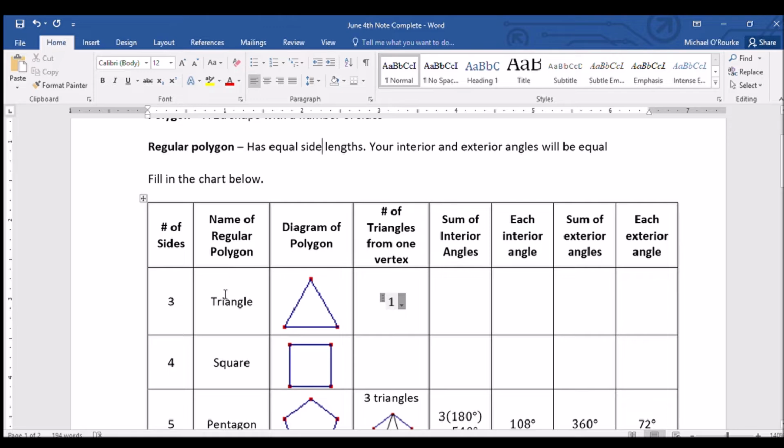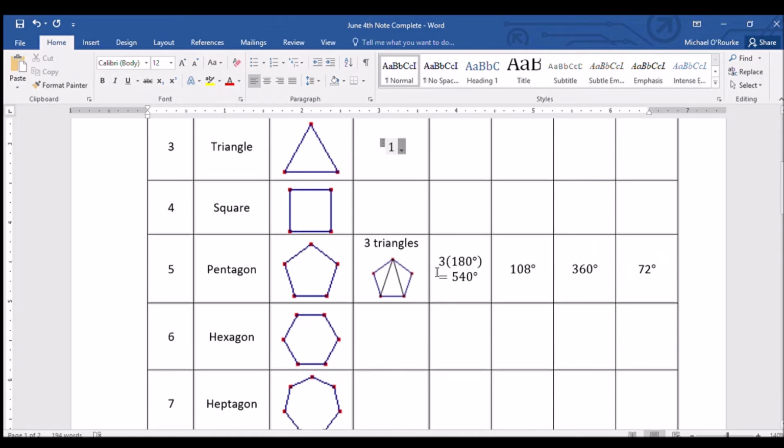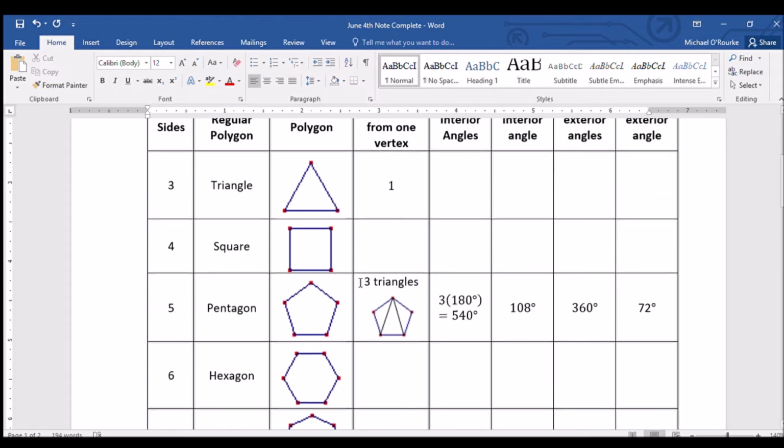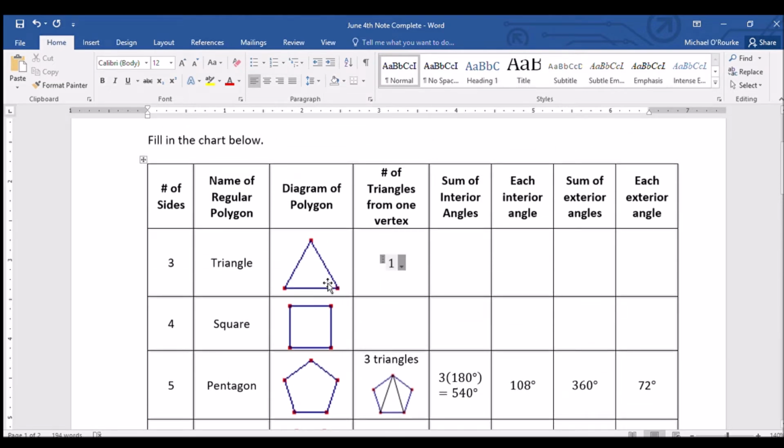So I'm going to do the first 2 or 3 with you. I want you to do 7 through 8. Take a look and see what you can understand. So when it says here, we have number of sides, regular polygon, name, diagram. Then it says number of sides from one vertex. What that means is if I start at one vertex and I can start making triangles, how many triangles can I make? In this case, I can only make one.